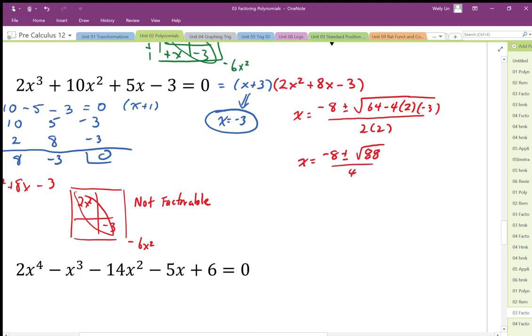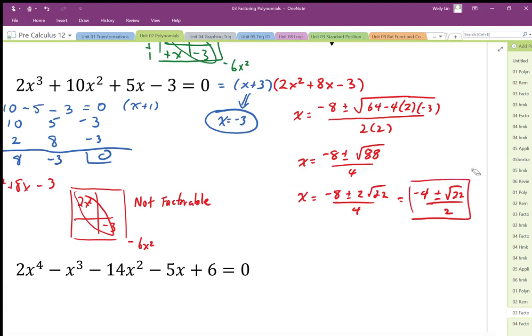There is a common factor of 4 in here. So I'm going to factor that out. So plus minus 2 root 22 all over 4. We should really simplify the common factor, so I get negative 4 plus minus square root 22 over 2. So those are my other 2 solutions. So I have 3 solutions here.